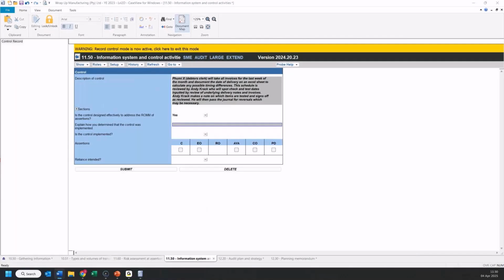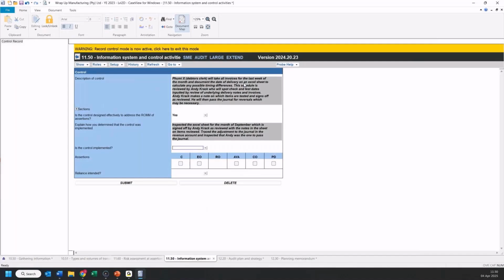So, of course, there's a document for us to inspect. So we're going to say, well, we inspected the Excel sheet for the month of, pick a month, and we picked September. For the month of September, which is signed off by Andy Crack as reviewed with the notes in the sheet on the items that he did review. We traced the adjustments to the journal in the revenue account, and we inspected that Andy was the one to pass the journal. You could even go a bit further and actually check from the Excel sheet to the delivery notes and the invoices to see that he actually reviewed those items that he indicated he reviewed correctly. Right. So do you believe the control is implemented? Yes, it looks like it's implemented.